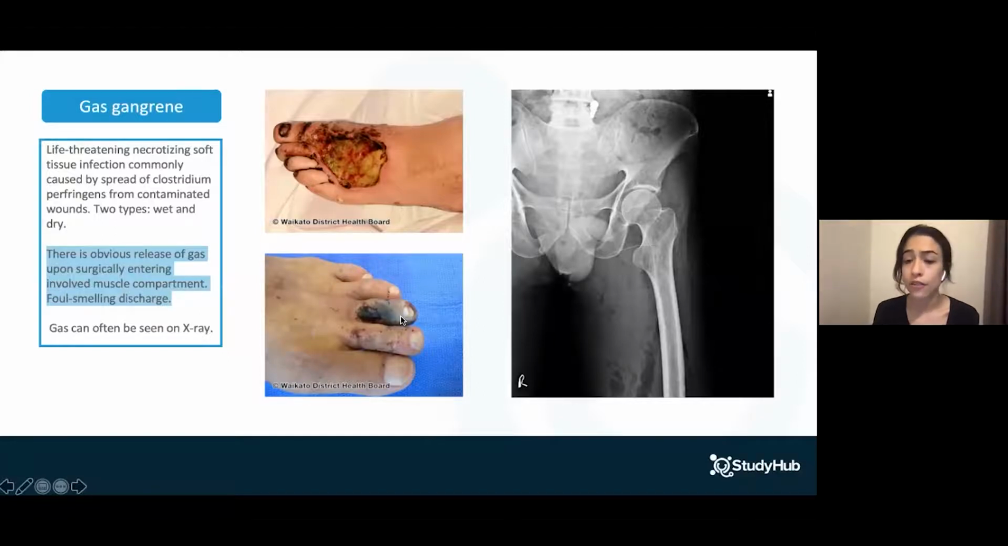The thing to look out for in vignettes here again is there's going to be the findings of necrotizing fasciitis, so the crepitus and the foul-smelling discharge, but also there's going to be some gas on imaging, and when surgeons cut into the wound, there's going to be a release of gas as well. So as you can see on the X-ray, all of the gas here is very clear to see as well.